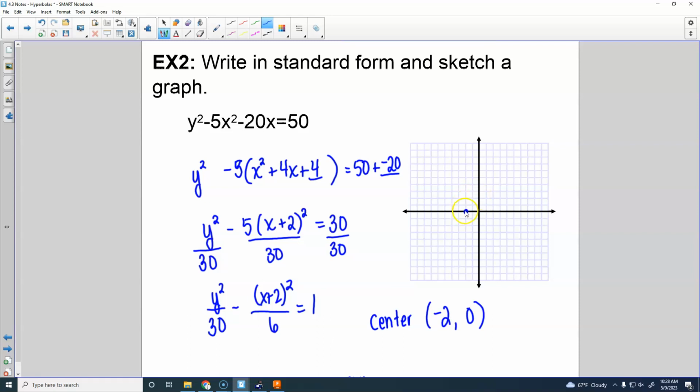We're just getting a rough graph here. 1, 2, 3, 4, 5. Little pass right there. And 1, 2, 3, 4, 5.5 right here. And so it will open up and down. Mine probably look a little more like parabolas there, but they're hyperbolas. Again, I just need like a really rough graph to show that you have a little bit of a picture of what this will look like.